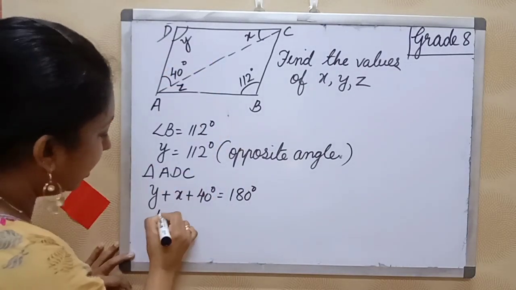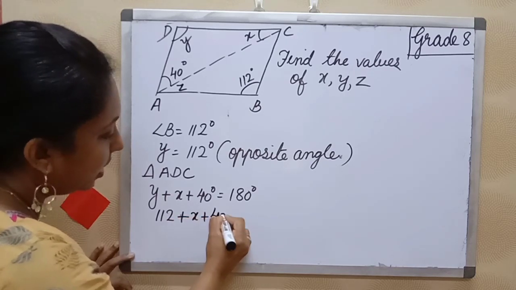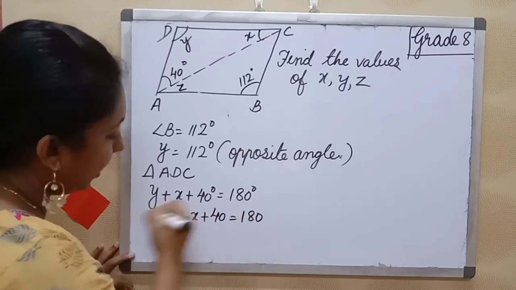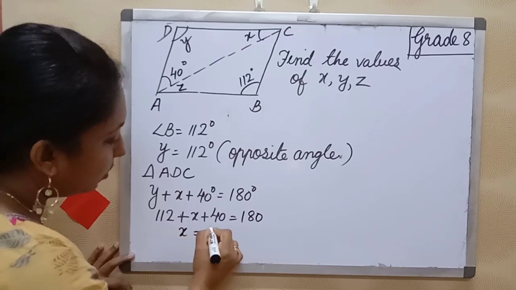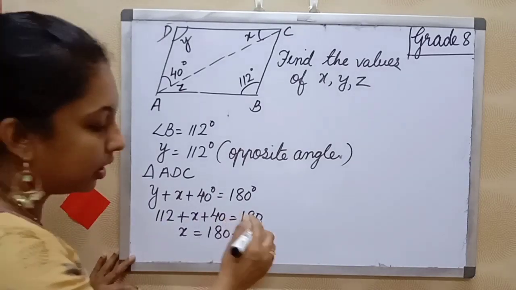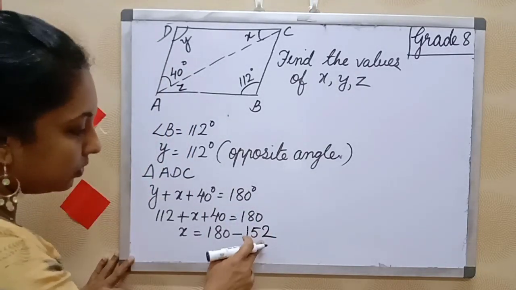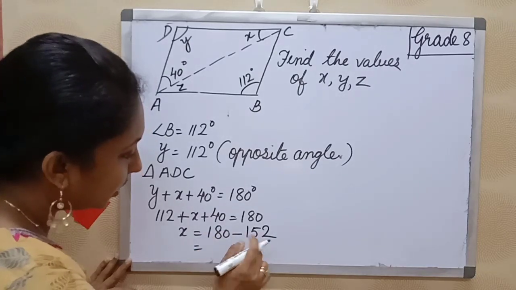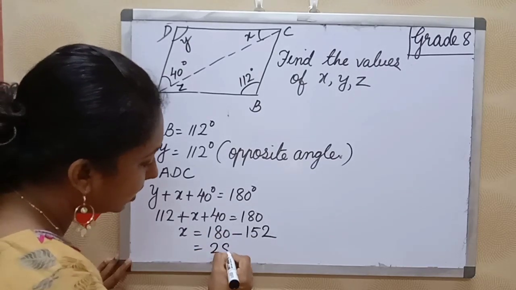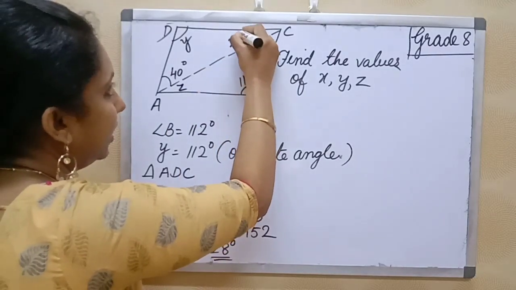Y is 112, plus x, plus 40, is equal to 180. Then x is equal to 180 minus the sum of 112 and 40, which is 152. Transpose to the other side. So 180 minus 152 is 28 degrees. So x is 28 degrees.